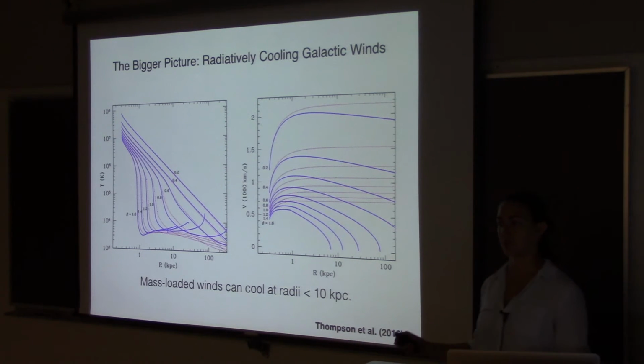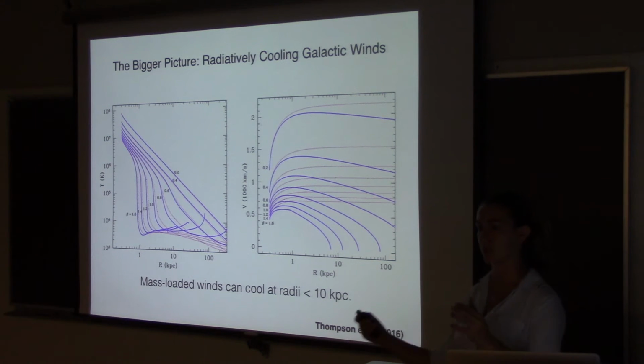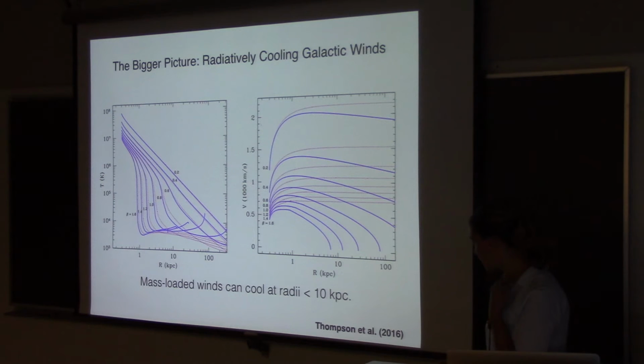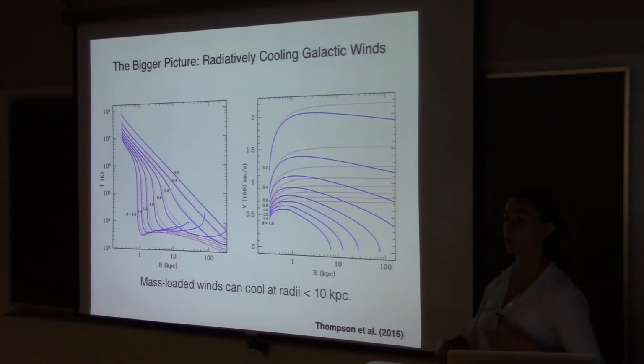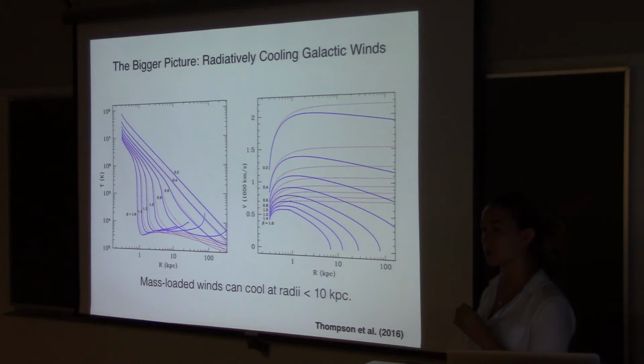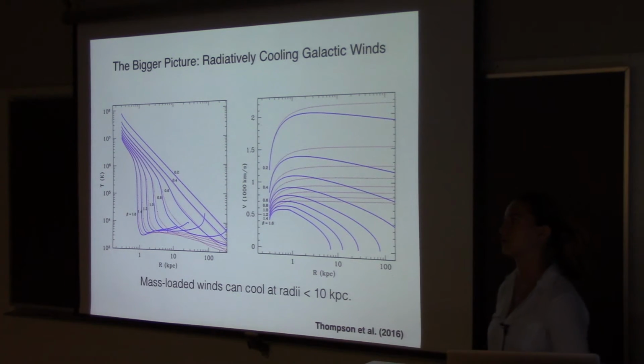So how does this connect to the bigger picture of galactic winds and current observations and in cosmological simulations? An idea that's been suggested recently by Todd Thompson and others is that one of the ways that you could get cool gas in galactic winds moving at high speeds is if you actually managed to cool gas out of the hot phase.